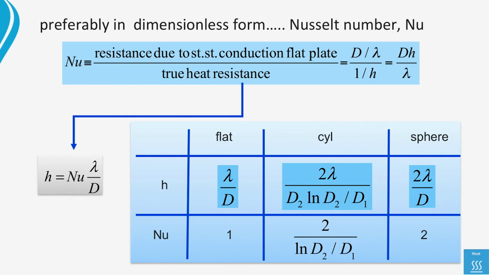We can write our results for the steady-state cases now even more compact. For a flat plate, it is obvious that Nusselt is 1. For the sphere, we first write the heat transfer coefficient in terms of the diameter rather than the radius. Thus, h is 2 lambda over d. This means that Nusselt is 2. The case of the cylinder is also given in the table.